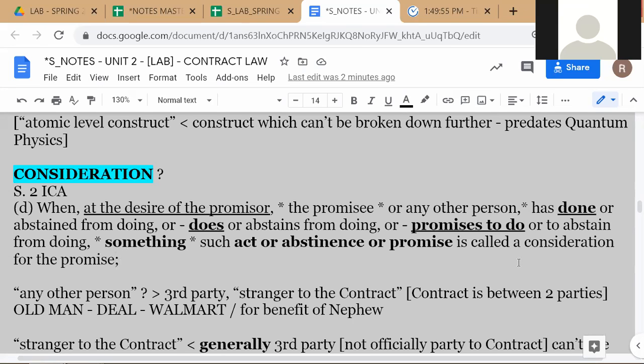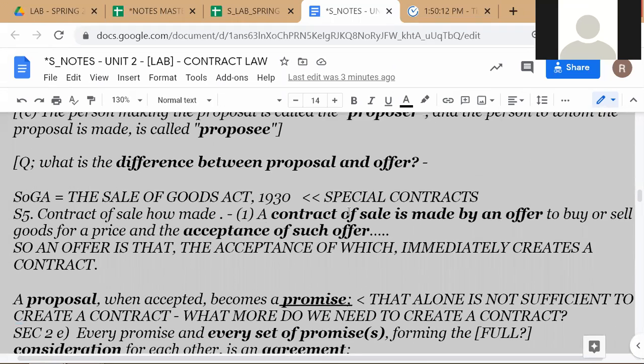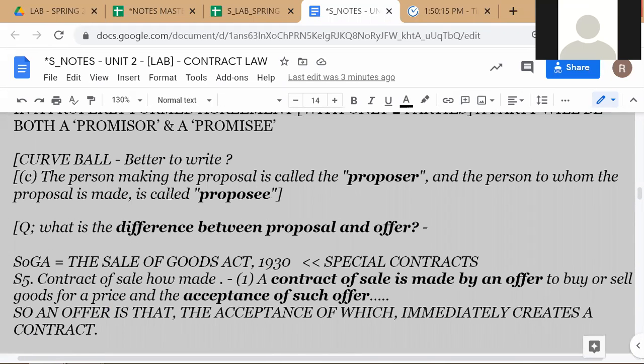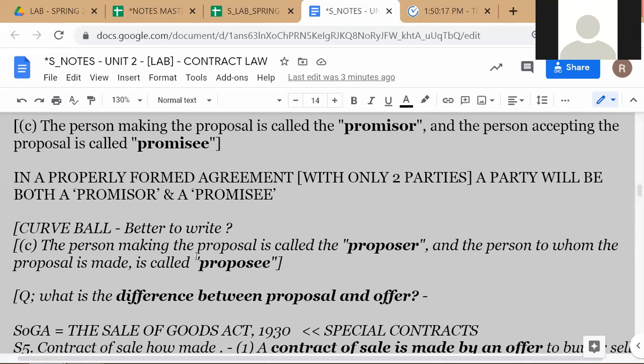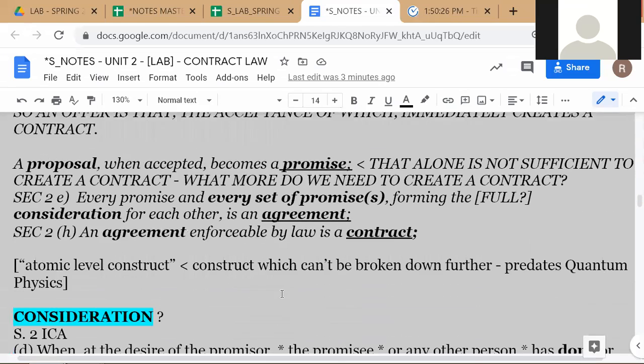But which promise is consideration for which promise? It's the consideration for this guy's promise, which is actually his proposal. And we are assuming it gets accepted because we have called the other guy the promisee. He can only be a promisee if he has accepted the proposal. Okay, now this is my language, but the Contract Act language is that the person accepting the proposal is the promisee.